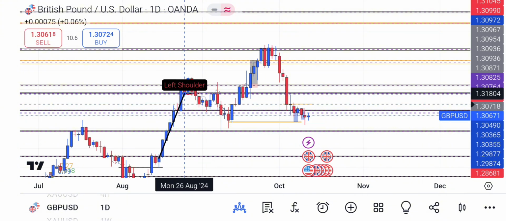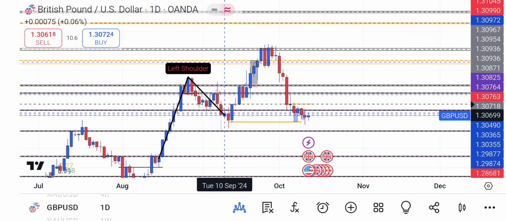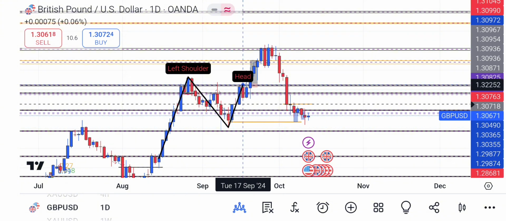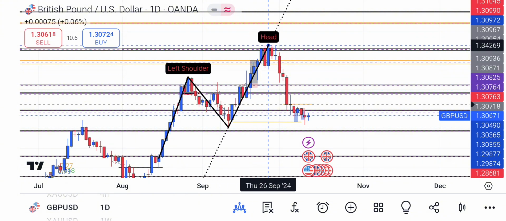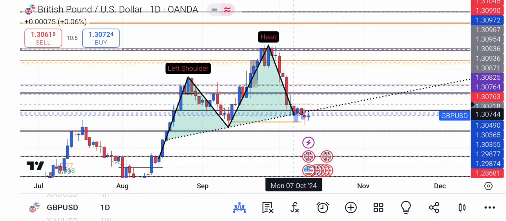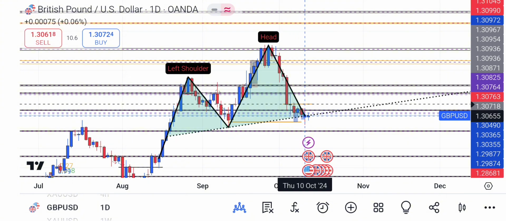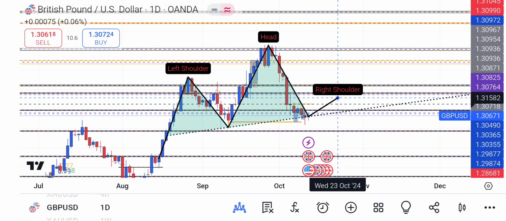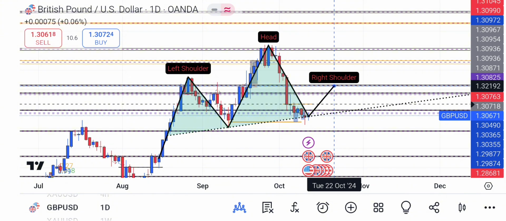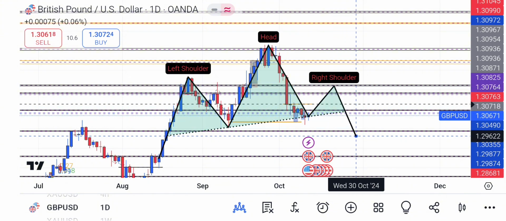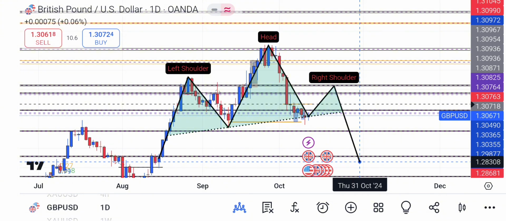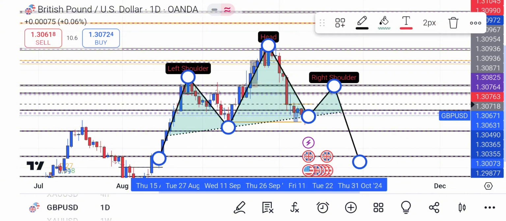So let me just do this. For those that already know, this is head and shoulder. I'm going to move up this point. You can see this is a clear head and shoulder from right here, but that's not what we have for today. I'm going to show you guys at the end of the video why I drew this head and shoulder.